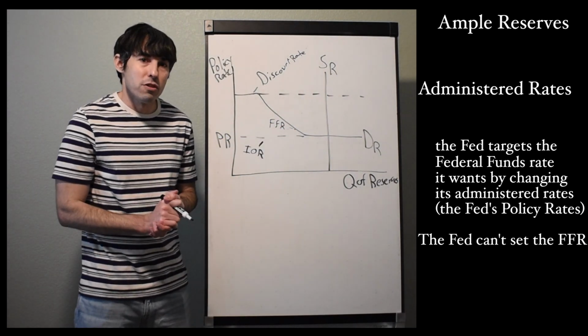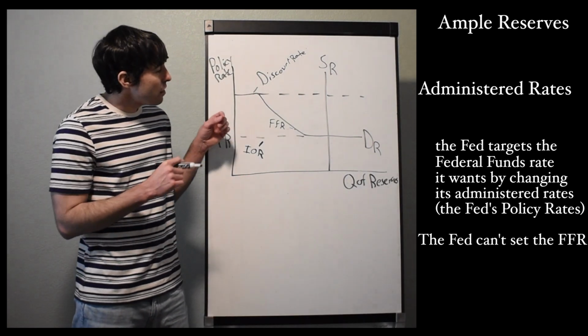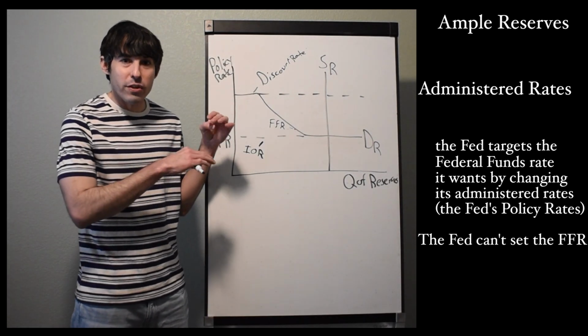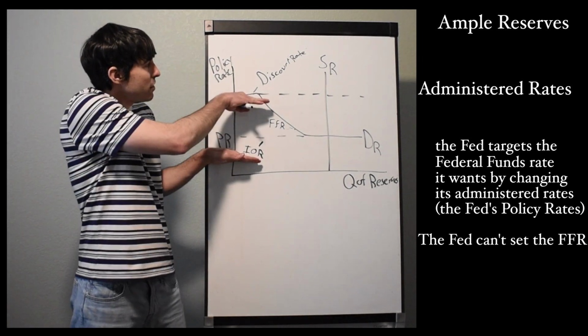If the Fed wants to lower the federal funds rate to try to increase aggregate demand, then what they can do is lower their policy rates by lowering their administered rates. They can lower the interest on reserves, and they can lower the discount rate.